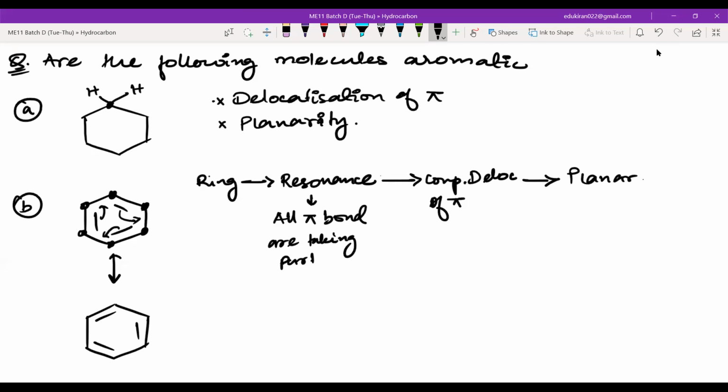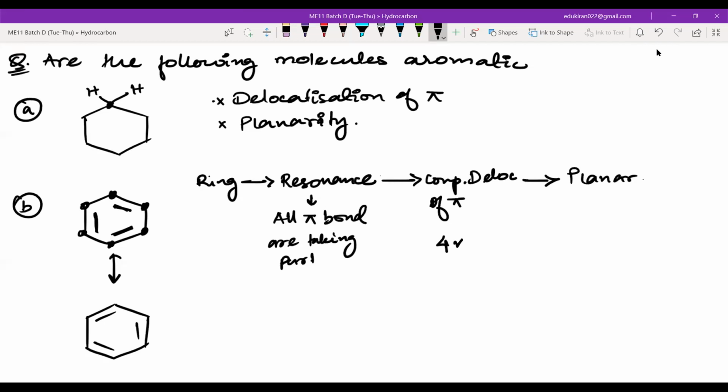The next, and the very important part, is the 4n plus 2 pi electron. Now, 4n plus 2 pi electron, how are you going to see whether it follows the Huckel rule or not? First of all, you will tell me how many pi electrons are there. Tell me, guys, how many pi electrons are there in this particular structure? 6. All of you understand this? Because this is 3 bonds, and there are 3 bonds, that means 6, right?